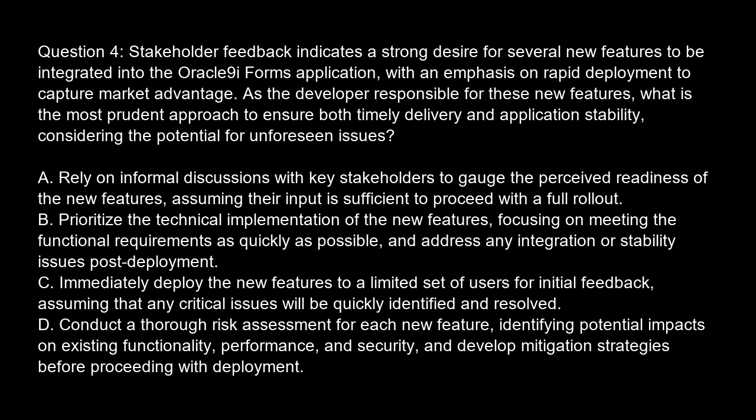Option A. Rely on informal discussions with key stakeholders to gauge the perceived readiness of the new features, assuming their input is sufficient to proceed with a full rollout. Option B. Prioritize the technical implementation of the new features, focusing on meeting the functional requirements as quickly as possible, and address any integration or stability issues post-deployment. Option C. Immediately deploy the new features to a limited set of users for initial feedback, assuming that any critical issues will be quickly identified and resolved. Option D. Conduct a thorough risk assessment for each new feature, identifying potential impacts on existing functionality, performance, and security, and develop mitigation strategies before proceeding with deployment.